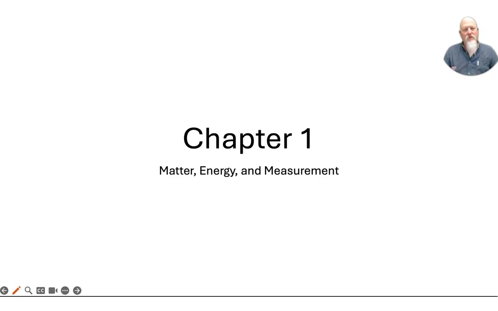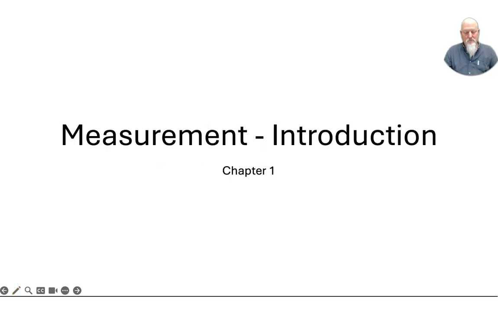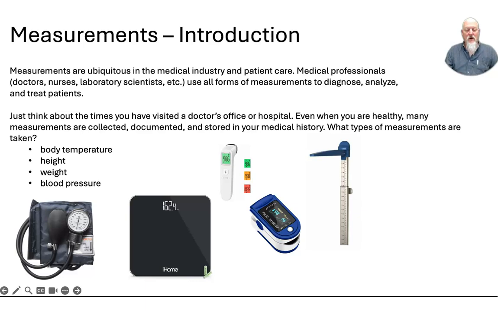All right, so in chapter 1, the first thing we're going to talk about is measurements. So let's do that. We can imagine that there are a lot of things that we're going to measure in science, and especially in the medical field, right? They're everywhere, from basic measurements like body temperature or blood pressure or height, weight. Any of those things are pretty simple measurements that we do on humans to get us some basic information about the human.